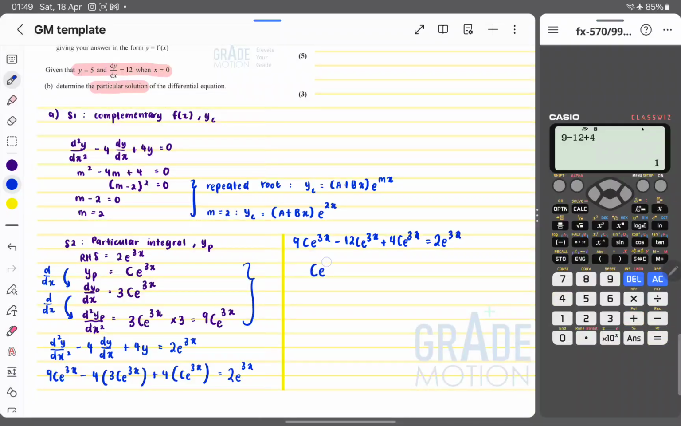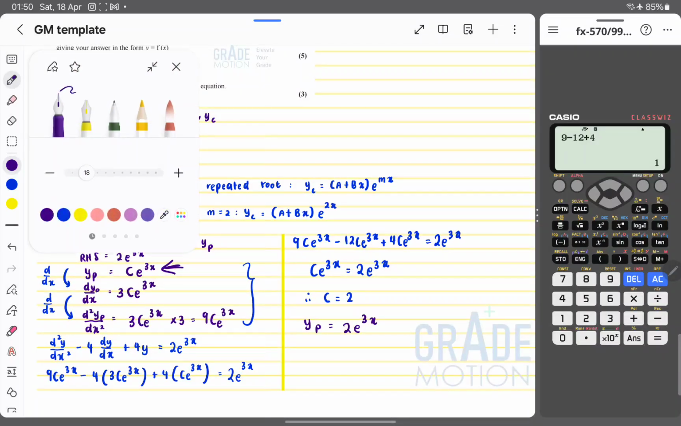So ce^3x is equal to 2e^3x. From here, we know that c is equal to 2. And we can conclude our yp to be, substituting back into here, 2e^3x. Okay, so what is our general equation?